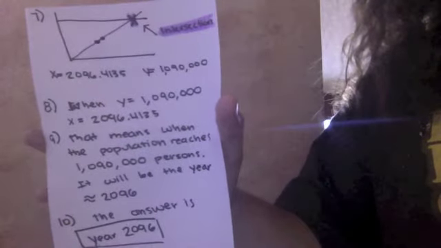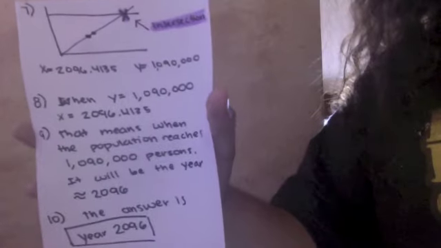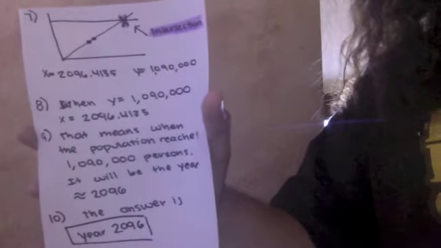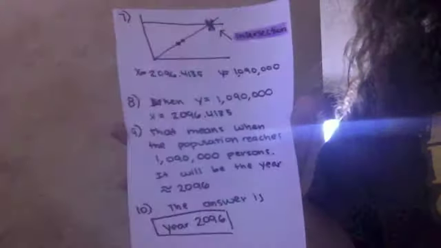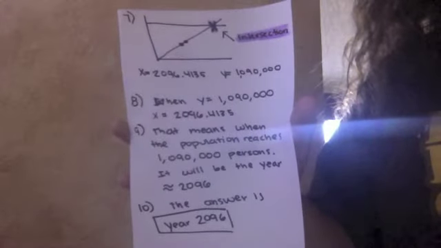When y equals 1,090,000 persons, x equals 2096.4135. That means when the population reaches 1,090,000 persons, it will be around approximately the year 2096. So the answer is the year 2096.